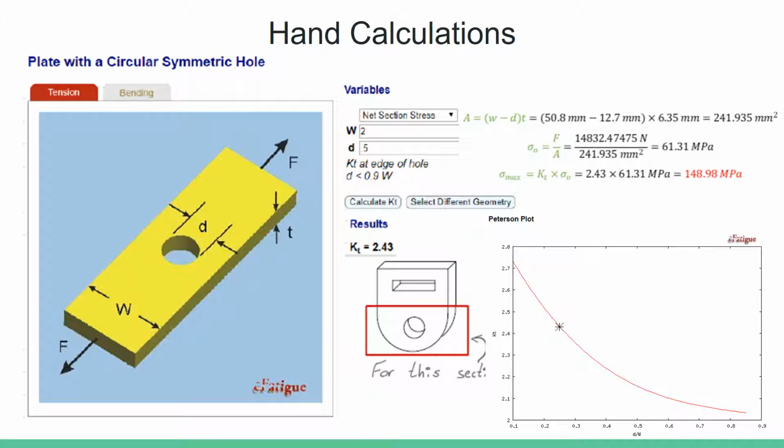For the bottom section, we used the plate with circular symmetric hole charts of theoretical stress to calculate KT. This gave us a KT of 2.43. We also calculated the area and the stress. Using this, we calculated 148.98 megapascals. This is less than the one that we had before, meaning that this section will be under less stress and will be less likely to fail.